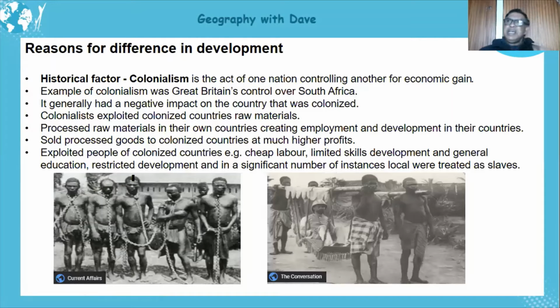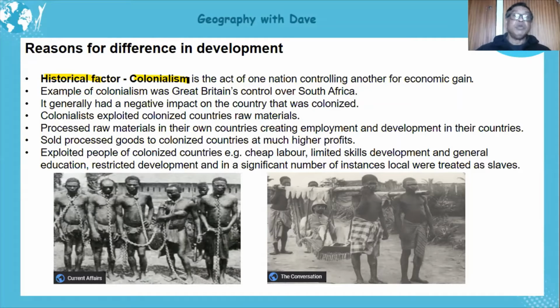Now learners, let's look at our reasons for the difference in development, as stipulated by the curriculum. There are various factors that we must remember exist. We are focusing on the few that are stipulated. The first one is the historical factor, and the big one here is colonialism.